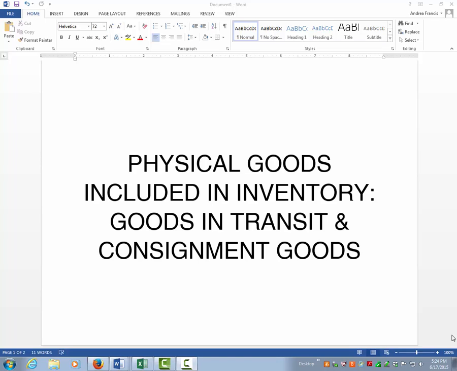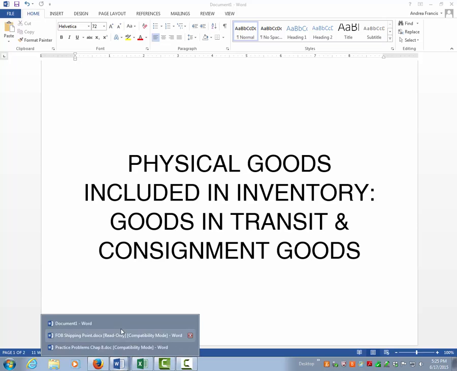Goods in transit are those goods which may be shipped to or from the company, and at year end they are still on a truck or on a ship or some other form of transportation. And consignment goods we'll discuss a little bit more, but they relate to an ownership issue, which is more easily explained in an example. So let's look at some of the theory behind this.